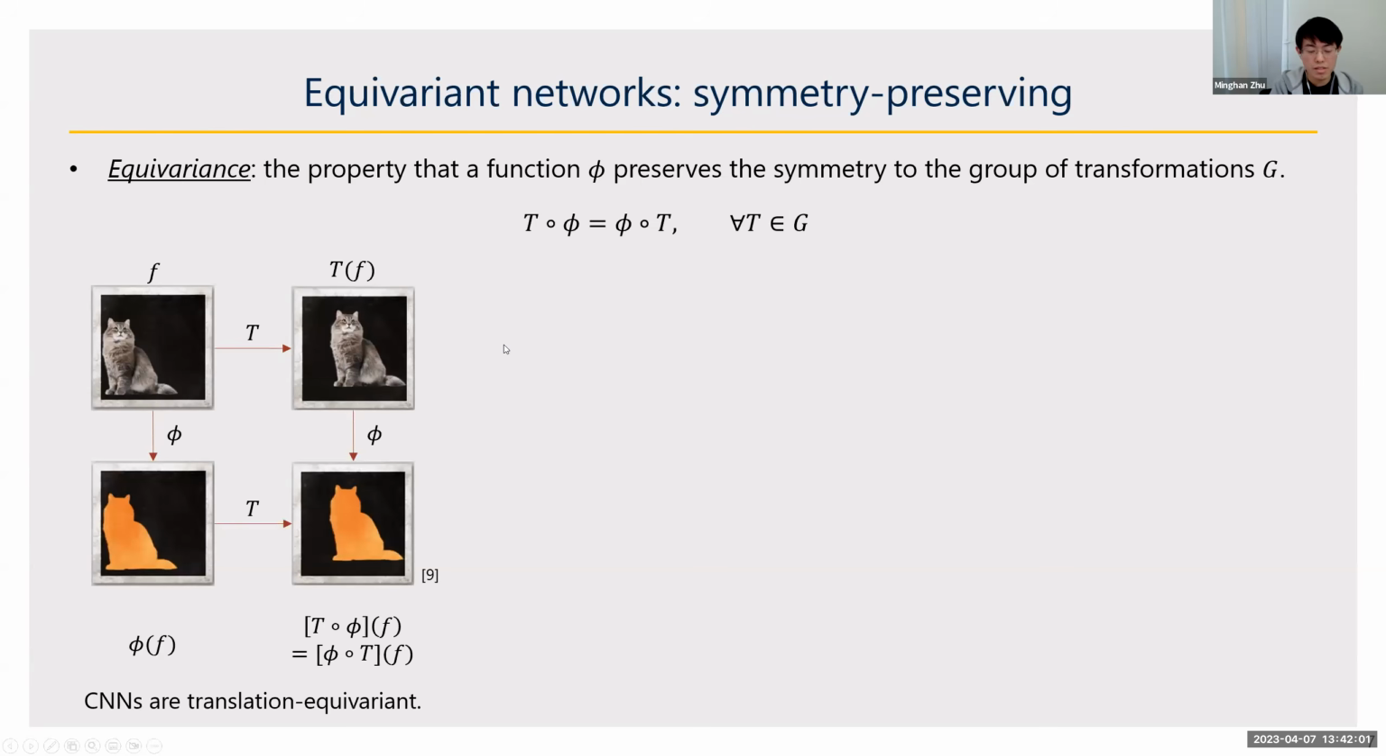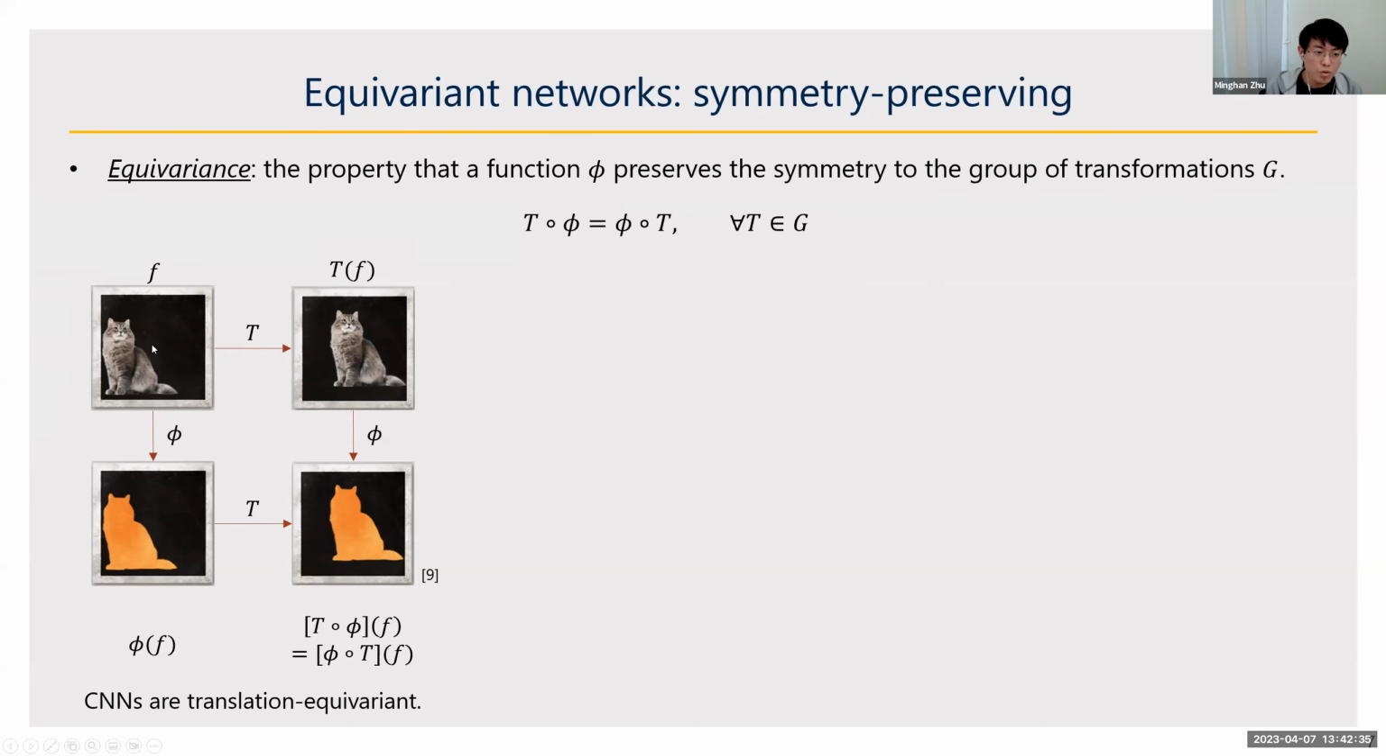The most famous example for equivariance in learning is the convolutional neural networks. They are known to be translation equivariant. So what does that mean? Basically, at the top you can see there's a figure of a cat. Then we have, for example, some segmentation model, phi. And if it's a convolutional network, then the phi model is translation equivariant. It means that the order of applying the segmentation model and applying the translation does not matter.